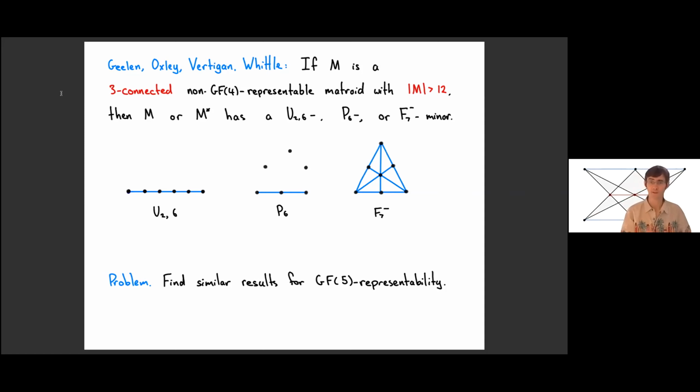And there's even other things you can do. So for example, this set of excluded minors is closed under delta-Y operations. And here U26 and P6 are delta-Y equivalent. And so in a sense, you can even reduce it down to a list of size 2 if you're dealing with a problem for which delta-Y equivalence is natural.